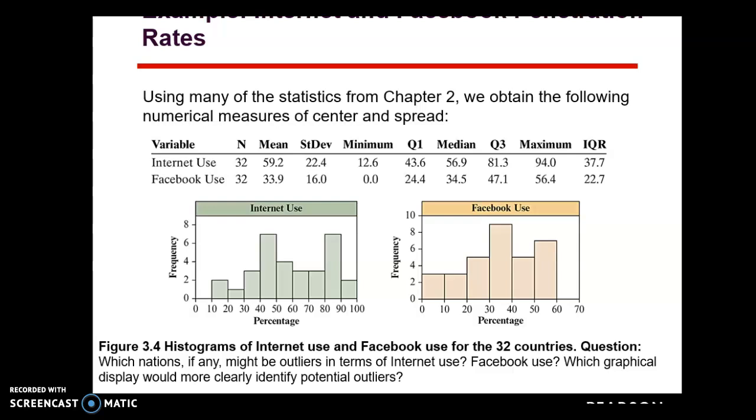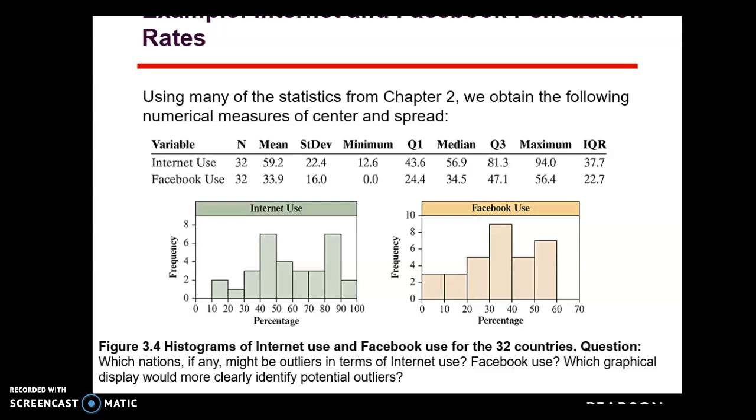If you look at here, there are a bunch of measures on the center and spread for this table. They include the minimum, Q1, median, Q3, maximum, and IQR. So those are done using the median and some measures that are associated with it. And to the left, we actually have the mean and standard deviation as well. And we have it for both the internet use and for Facebook use. And we have histograms.